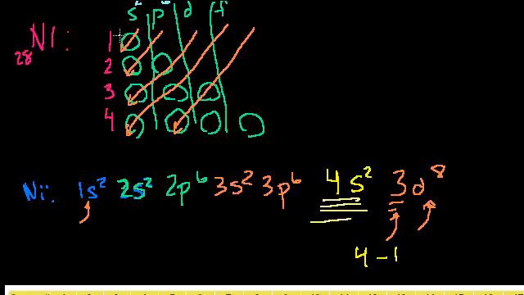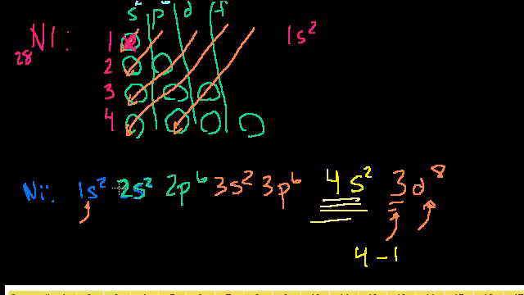So you fill it like that. First you just say, okay, for nickel, 28 electrons. First I filled this one out, so that's 1s2. Then there's no 1p, so then I go to 2s2.